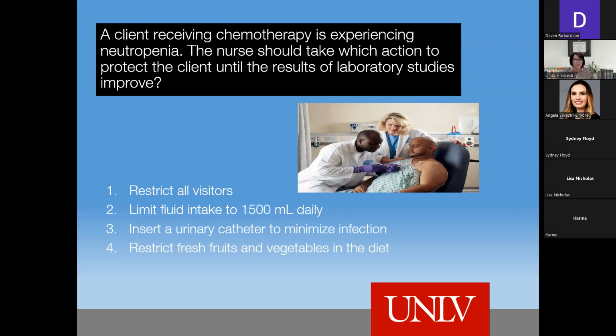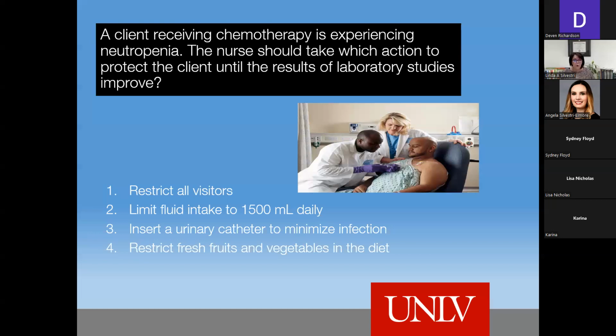You're great with option 2 and 3. Limiting fluid intake is not a good choice, unless the person has some renal disorder, but this is not a good choice, especially for a cancer patient. And inserting a urinary catheter to minimize infection, well, insertion of a urinary catheter can cause infection, and no one selected that, so that's great.